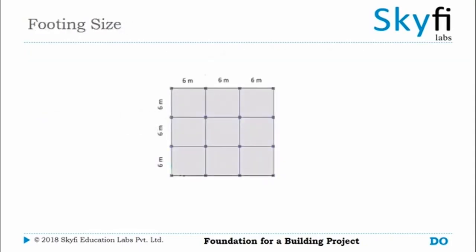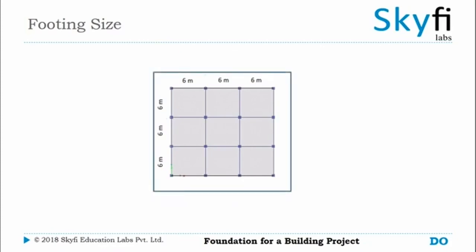Now the plan shown is the plan of the building. The mat footing underneath will be extended on all sides to cover the corner columns. Let us design a footing, which is extended 2 meters on all sides of the building plan. Then the actual length and breadth of the mat footing will be 22 meters.